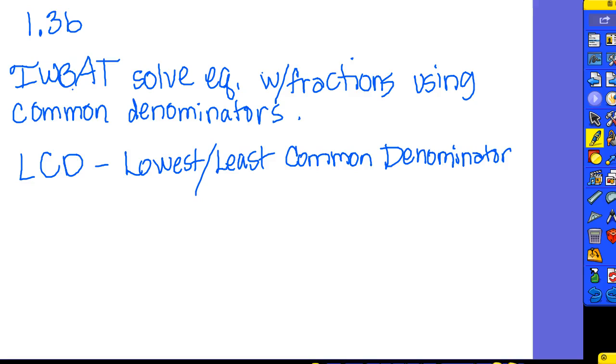All right, guys, so we're going to be taking notes on Objective 1.3b, which is solving linear equations containing fractions. Our instructional objective today: I will be able to solve equations with fractions using common denominators.